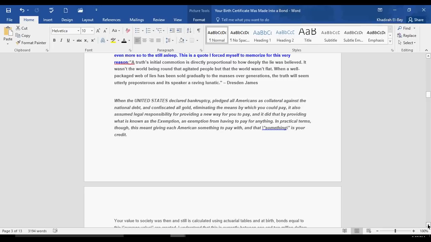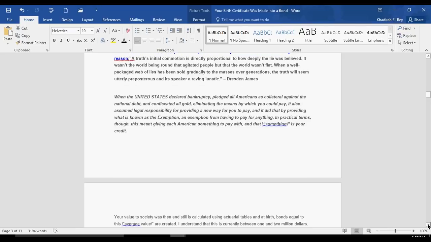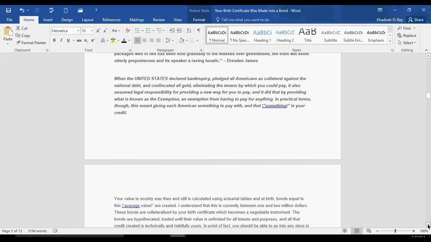And when the United States declared bankruptcy, it pledged all Americans as collateral against the national debt and confiscated all gold, eliminating the means by which you could pay. It also assumed legal responsibility for providing a new way for you to pay. And it did that by providing what is known as the exemption, an exemption from having to pay for anything. In practical terms, this meant giving every American something to pay with, and that something is your credit. All right? Now, we say that to say this.